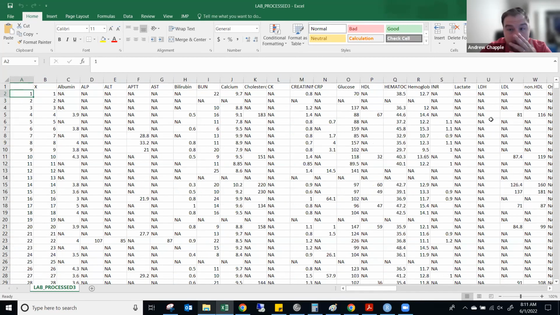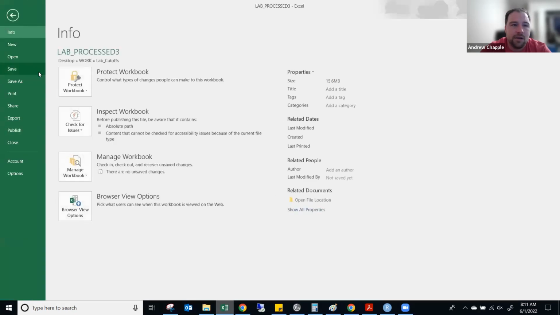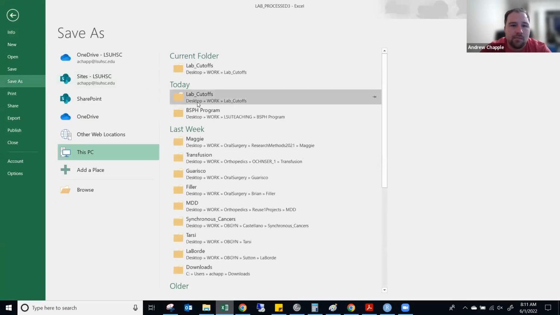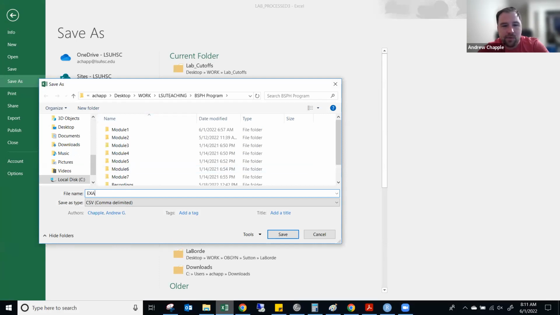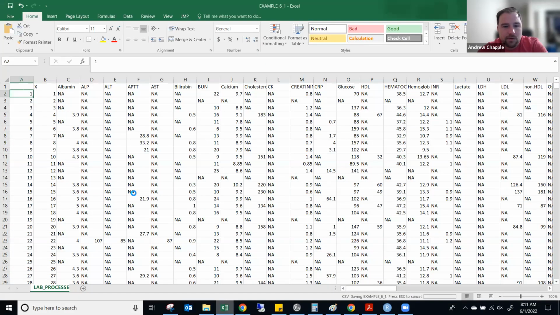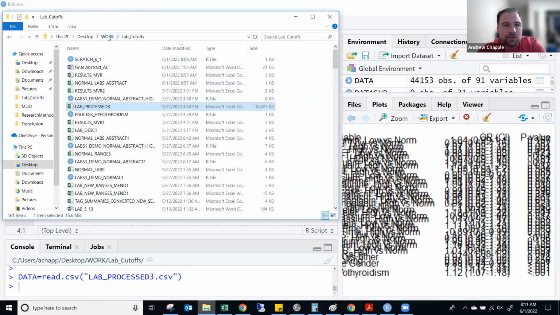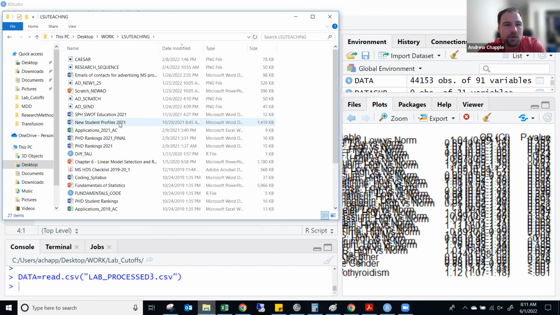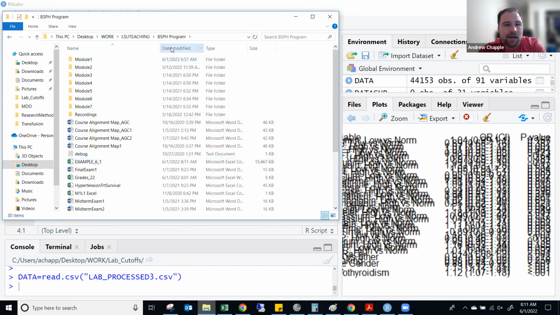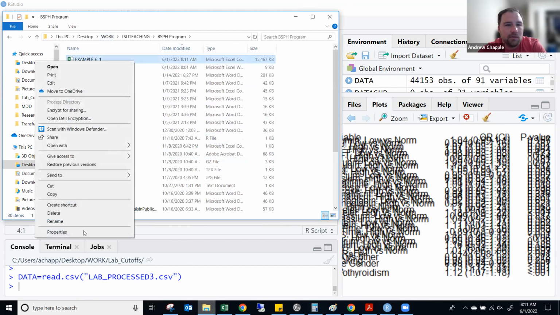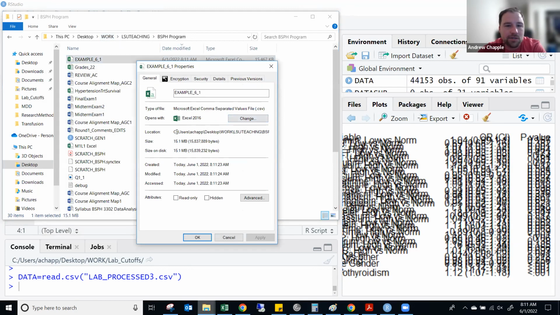So let's play around with this data a little bit. The goal of this is just to give you, again, some intuition on how to do this. So let's save this in my BSPH file as example 6.1, and I want to go to this folder. So I want to identify it. Let's go back to my R, and I want to find this folder. What I usually do is I'll come here and say, okay, LSU, this is my class, right? Wherever you save this file, it needs to go there. Example 6.1, properties. Okay, here's my location. So I'm going to copy paste this.